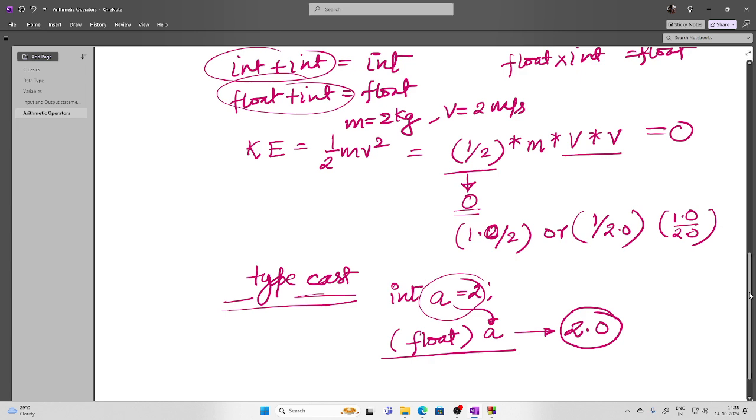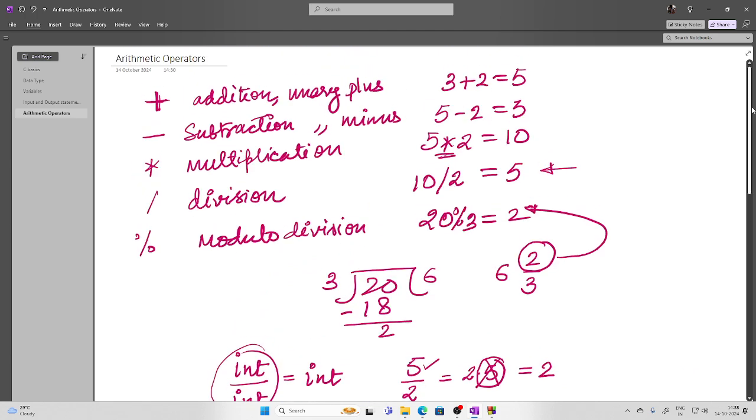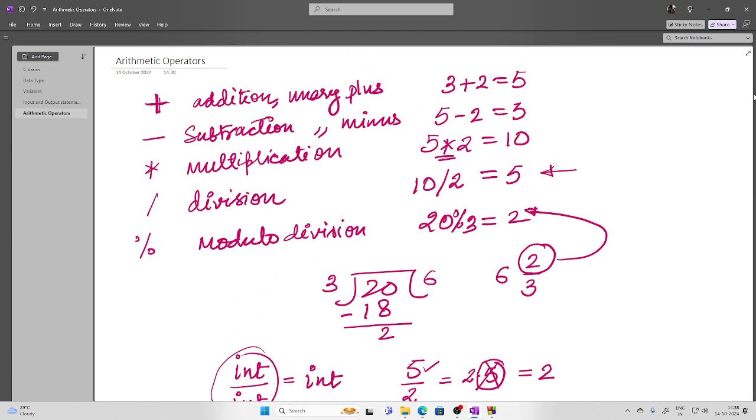So friends, in this way we perform different arithmetic operations. You should be very familiar with these, and in the next video we'll be writing a program using all the arithmetic operators.